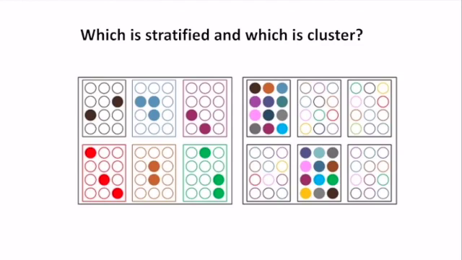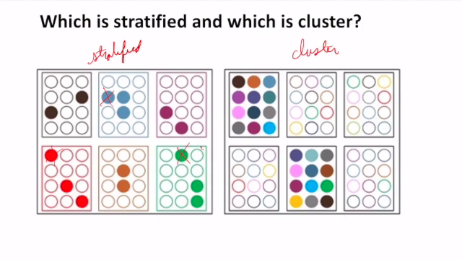So, for example, which of these is stratified and which of these is cluster? So this is cluster and this is stratified. And this was the best kind of image I could find of it. I want you to know that there should really only be 2 or 3 of each strata selected that way. It's proportionate.